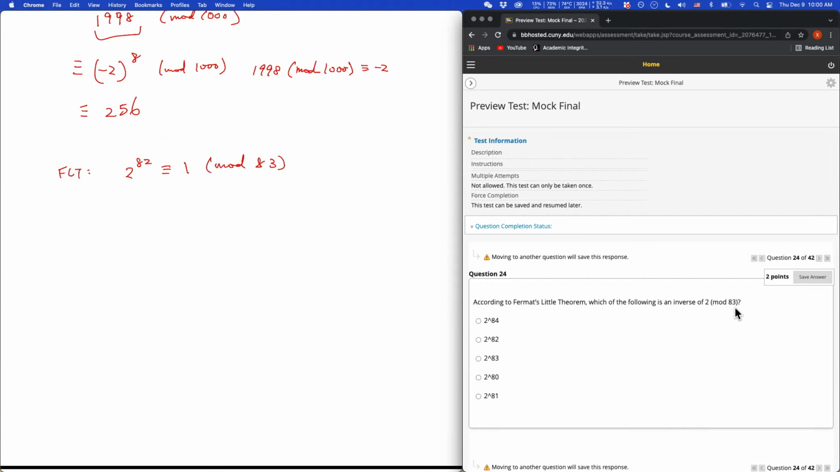Now you want to find the inverse of 2. Inverse of 2 means 2 times the inverse will give you 1 mod 83. Now, if you know 2 to the 82 is congruent to 1, then what number do you multiply here to get 1 mod 83?